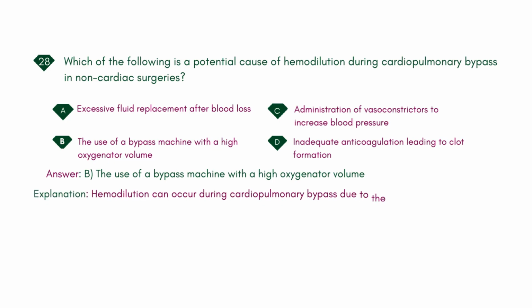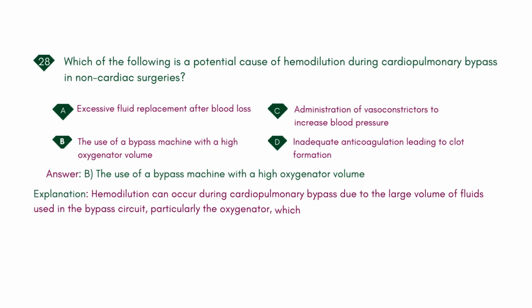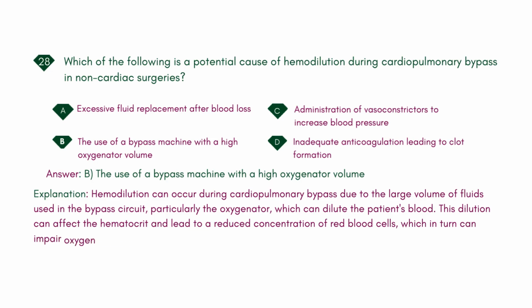Explanation: hemodilution can occur during cardiopulmonary bypass due to the large volume of fluids used in the bypass circuit, particularly the oxygenator, which can dilute the patient's blood. This dilution can affect the hematocrit and lead to a reduced concentration of red blood cells, which in turn can impair oxygen delivery to tissues.